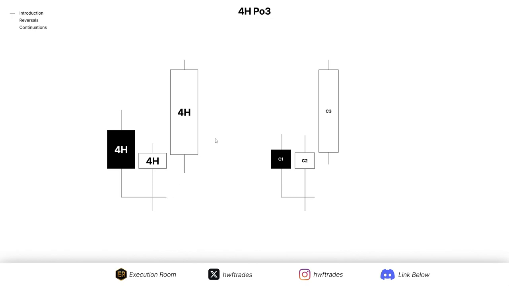Other than that, let's hop right into the 4-hour power of 3. Now right here to the left we have the 4-hour time frame, and over here to the right we can align this with the 1-hour or 30-minute time frame. Now in this example, this is when you are not going to wait for a new swing point to be created on the 1-hour or 30-minute chart.